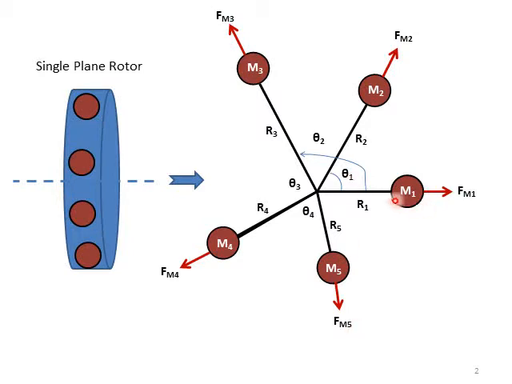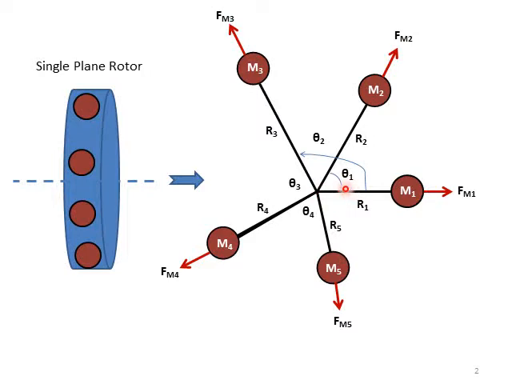All these masses are placed at some distance from the axis of rotation. Here the axis of rotation is this point. So mass m1 is placed at distance r1 from the axis of rotation. Mass m2 is placed at radial distance r2 from the axis of rotation. Mass m3 is placed at radial distance r3. Mass m4 is placed at a radial distance r4. Mass m5 is placed at a radial distance r5 from the axis of rotation.